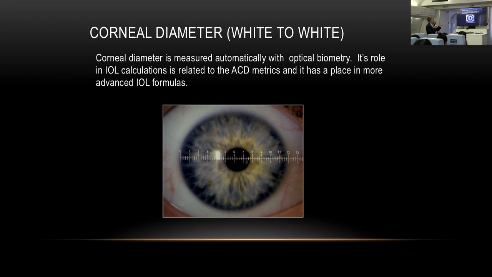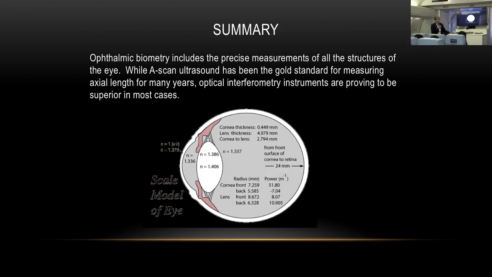Its role in IOL calculations is related to the anterior chamber depth. To tell you the truth, I was a little murky on the exact connection and didn't want to get bogged down with it, so I didn't look into it too closely. But suffice it to say that there is a connection somehow between corneal diameter and anterior chamber depth, and this measurement does have its place, again, in those more advanced IOL formulas.